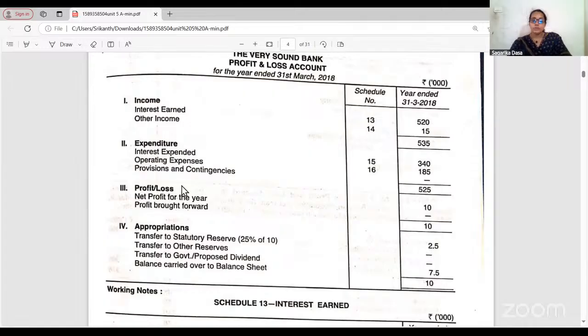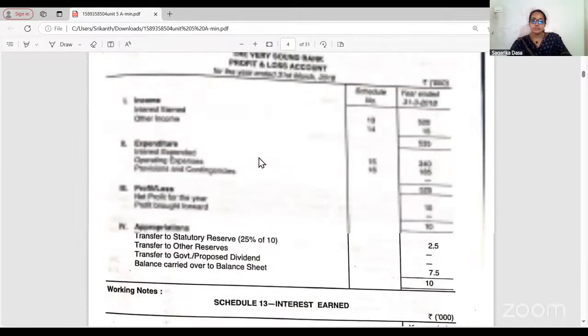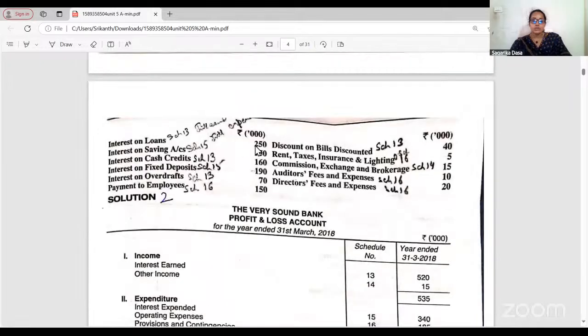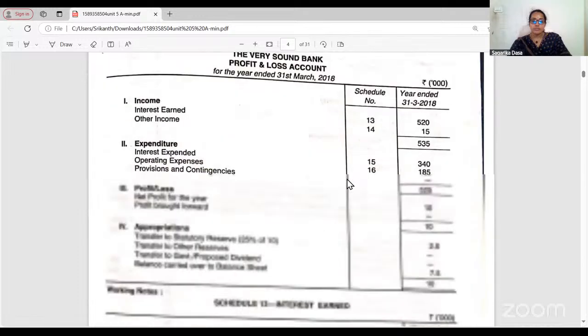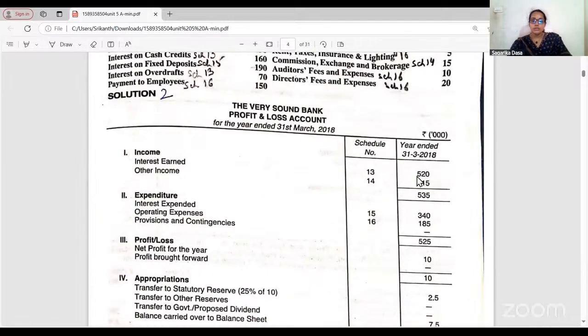After entering the proforma first, we have to do the schedule-wise calculation. What comes in schedule 13 should be written in the working notes. Schedule 13, interest earned, includes interest and discount on bills, advances. Here, if you see, interest on loan 250, then interest on cash credits 160, overdraft 70 and discount on bills discounted 40. The same amounts 250, 160, 70, 40, total 520. We don't have any other interest earned, so total is your 520. So here we calculate and take this total 520 into the account.